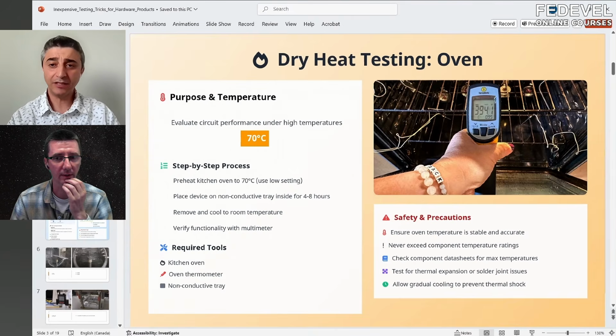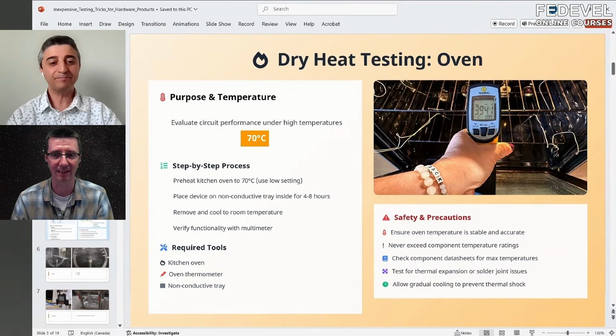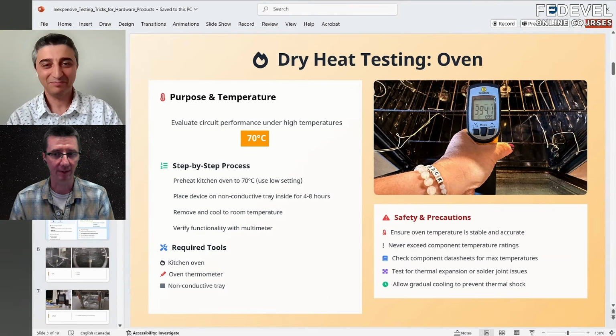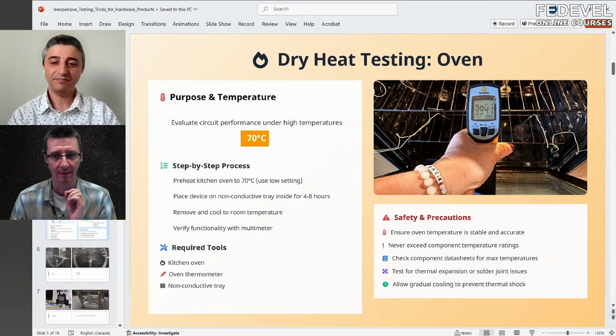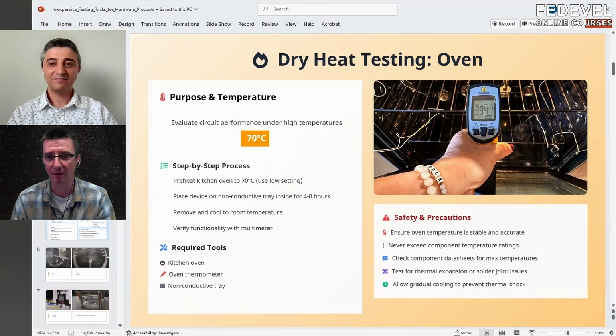I would like to point out one thing, sorry for interrupting. We are talking about ambient temperature, so be very careful because, for example, if you have a processor on your board and you have a heatsink, then you can heat up your ambient temperature to 85 Celsius, but the processor itself can be 110 or even more.